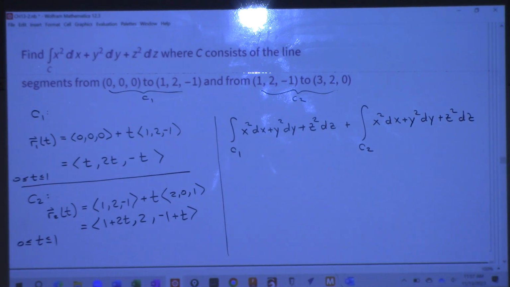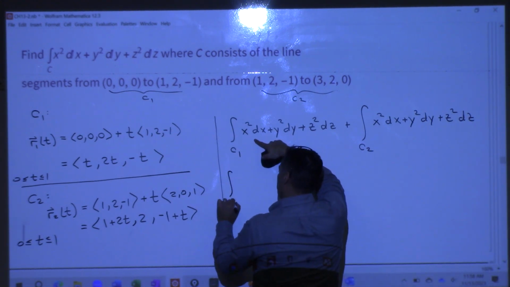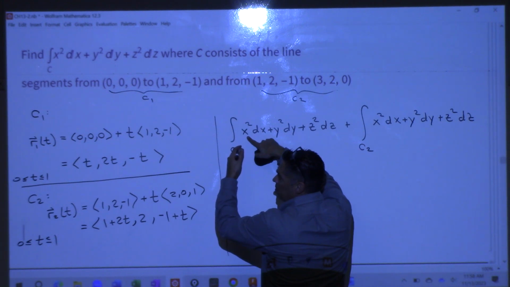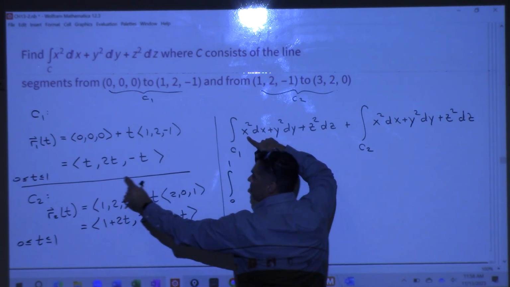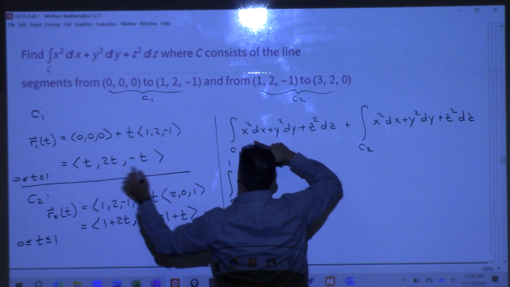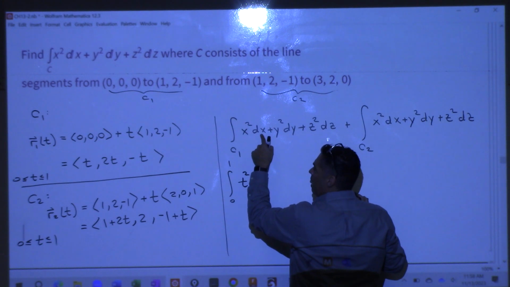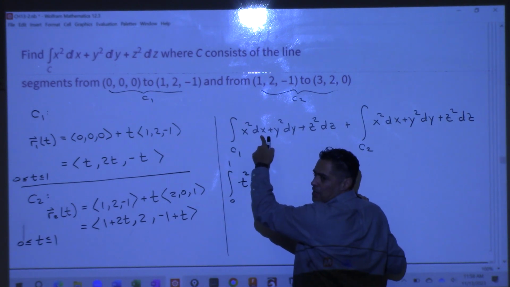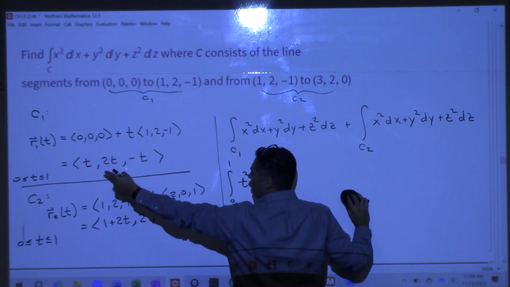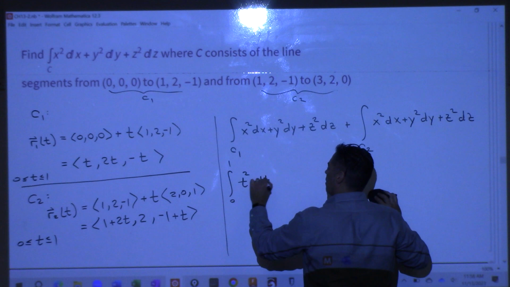Now I can separate the two, right? So this one goes from 0 to 1. x squared, but we're on c1. So what's x squared for us? This is x, y, and z, right? So x squared is going to be t squared. And then what's dx? I didn't bother taking derivatives because I figured we could do it pretty easily. What's the derivative of that x function? 1. 1 dt, right?